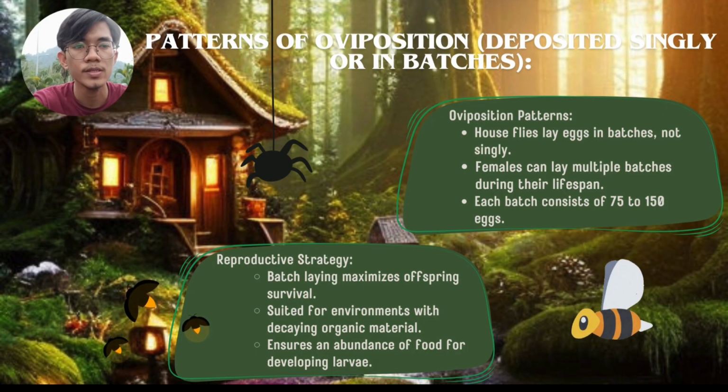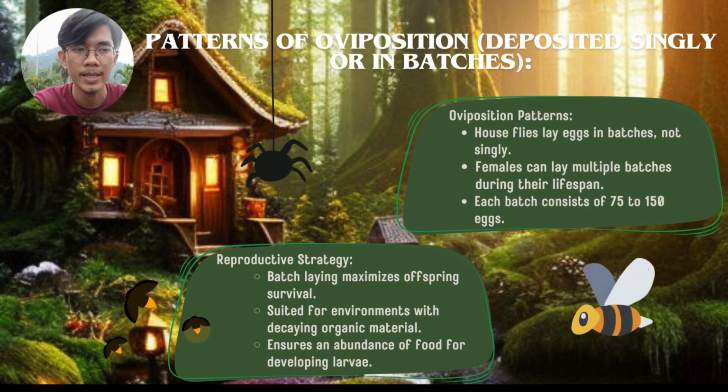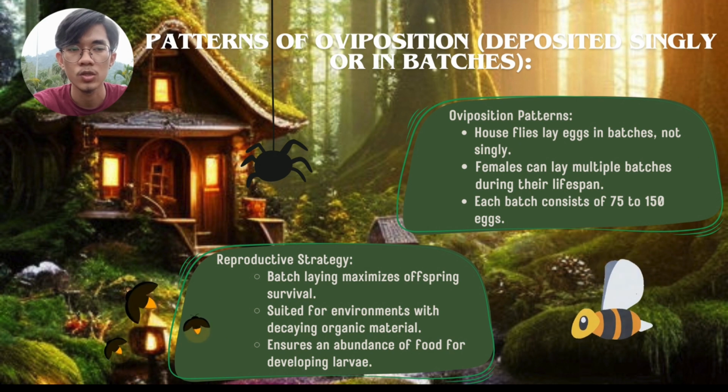And for patterns of oviposition, houseflies lay eggs in batches, not singly. A female can lay multiple batches during her lifespan. Each batch consists of 75 to 150 eggs. For reproductive strategy, batch laying maximizes the chance of offspring survival. It is suited for environments with decaying organic material and ensures an abundance of food for developing larvae.